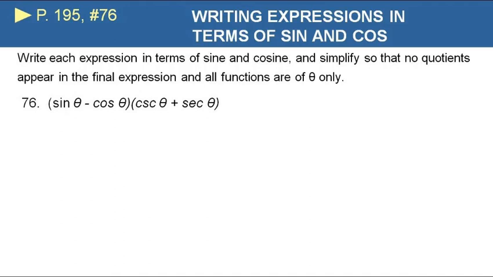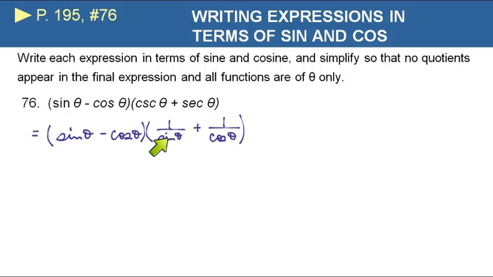Here's another example. Same instructions. Write each expression in terms of sine and cosine and simplify so that no quotients appear in the final expression. Well, this looks like a FOIL method problem, and it's a binomial multiplication. So in fact, we should use the FOIL method. I have gone ahead here and changed cosecant into 1 over sine and secant into 1 over cosine. You don't have to. You can do that later if you want to. It has to be done at some point. I just went ahead and did it now.